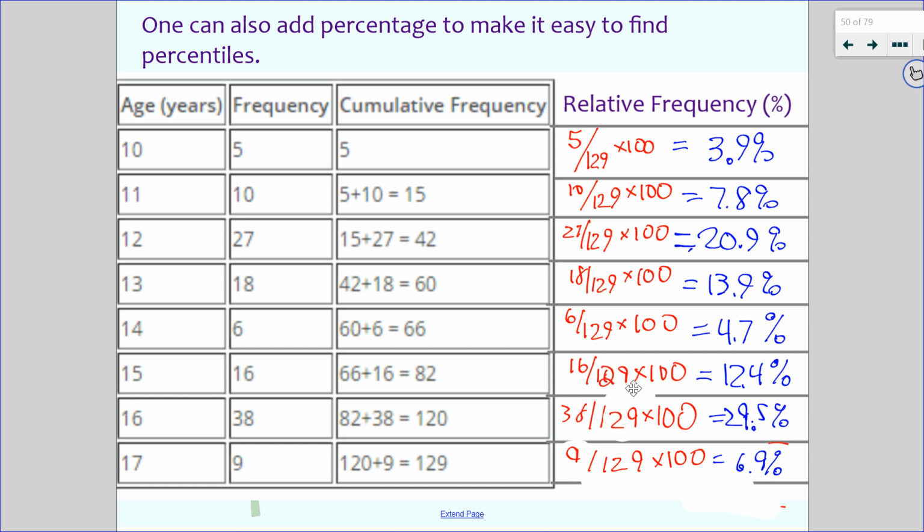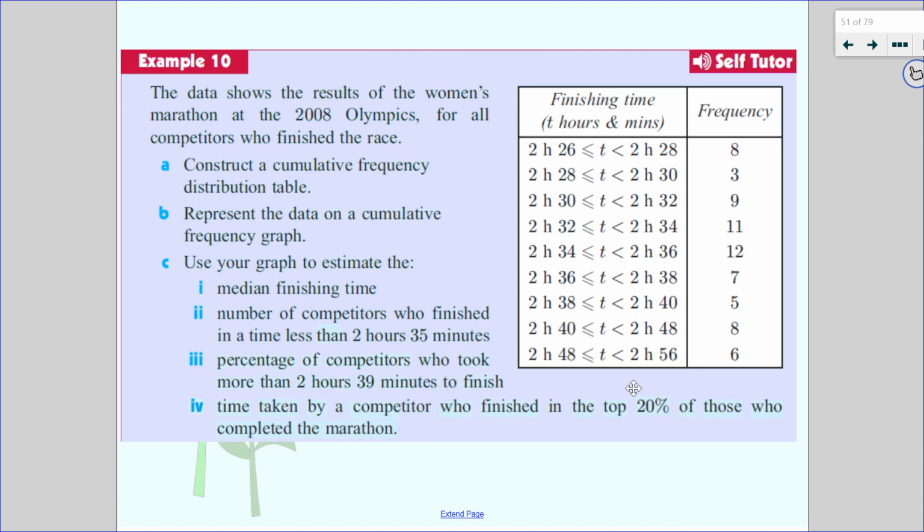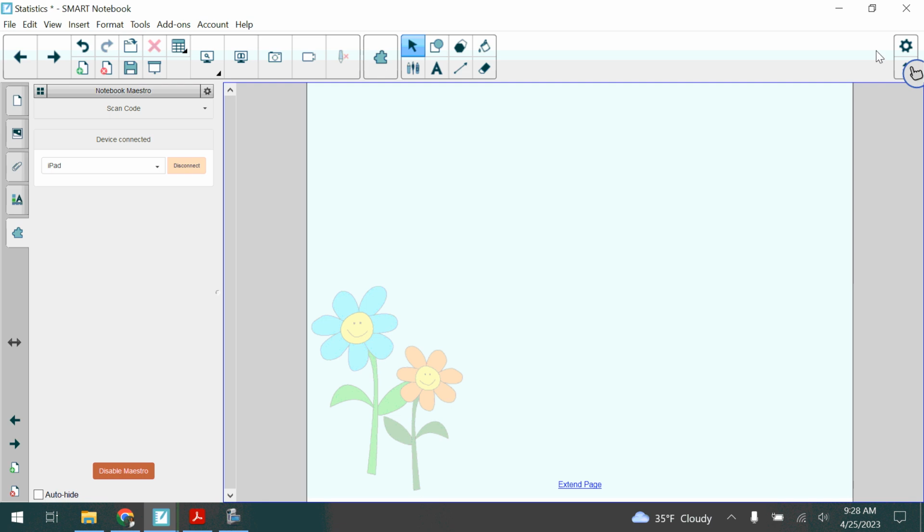Okay, so let's take a look at this. We're going to construct a cumulative frequency distribution table, represent the data on a cumulative frequency graph, and use the graph to estimate the following. So this is where we actually have to synthesize the data, not just calculate it. So let's do this. I'm going to go side by side, and let's work together. What I'd like you all to do is construct that table.